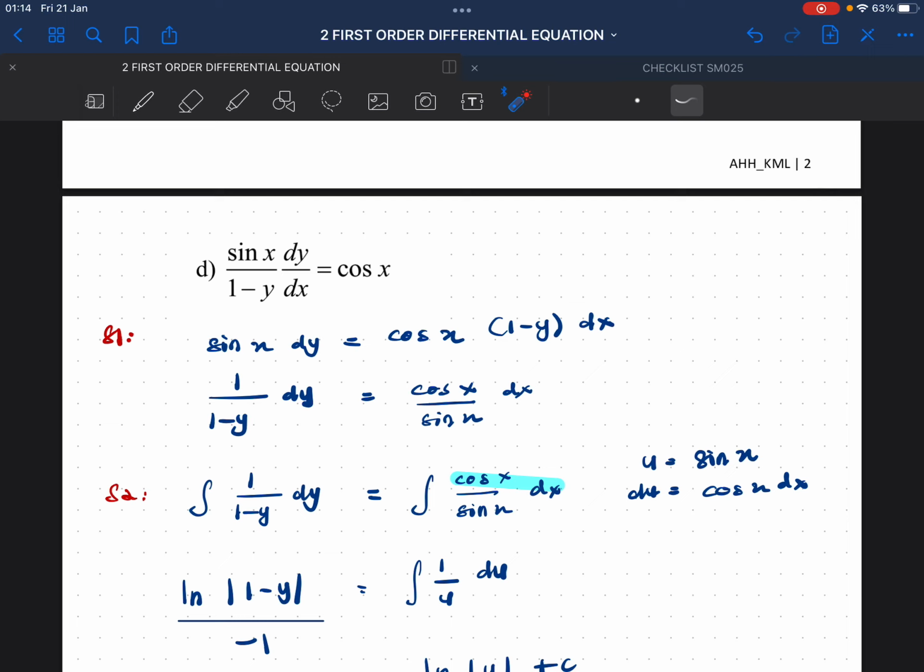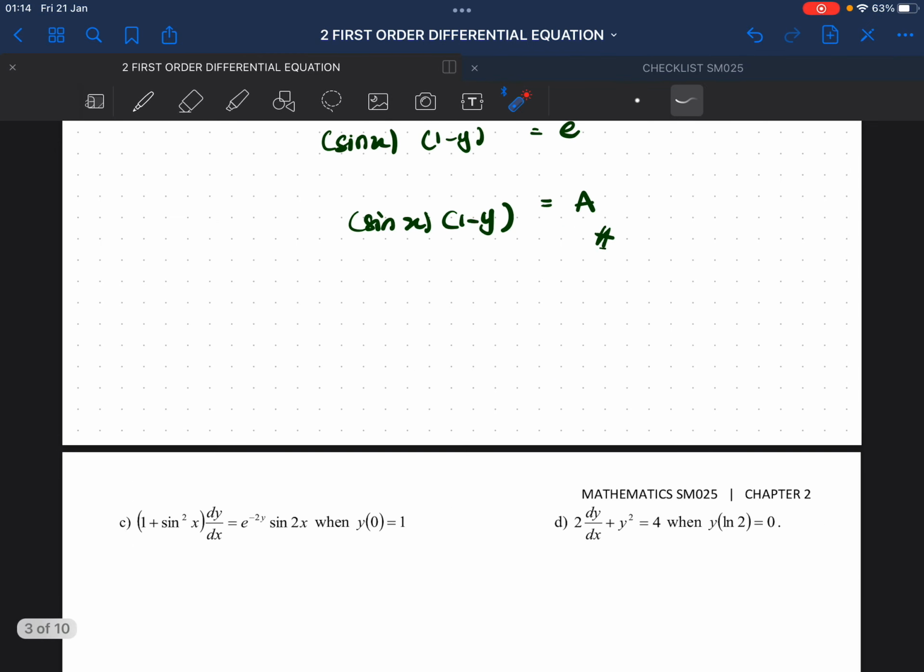we solve a differential equation by using separable variables. In the next video, we are going to learn how to find a particular solution by using separable variables.